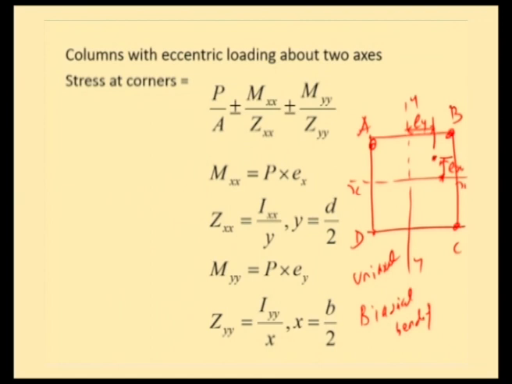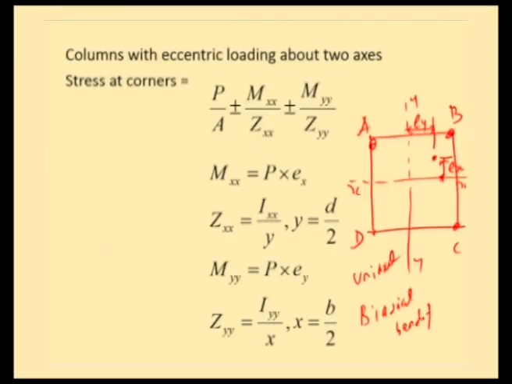So, we can compute the stresses using the formula P by A plus or minus MXX by ZXX plus or minus MYY by ZYY. We know that P is the given load, A we can find as the area of cross section, then MXX is the bending moment about the X axis. The bending moment about the X axis will be load multiplied by EX, the eccentricity with respect to the X axis, and then ZXX equals IXX divided by Y.